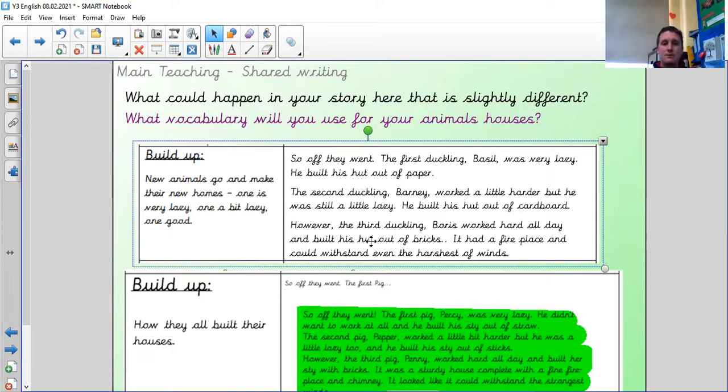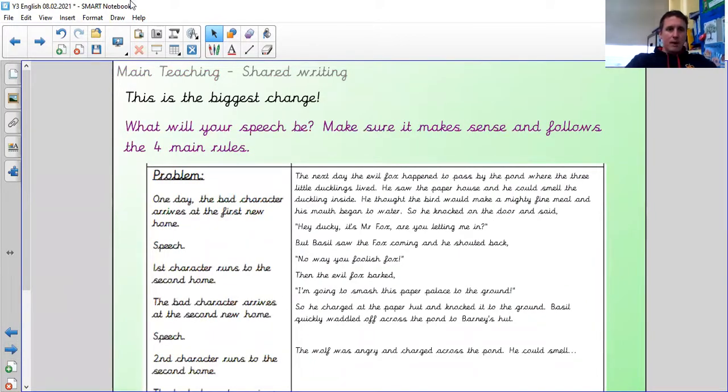All right. So I talked about Barney working a little bit harder, but he was still a little lazy. He built his out of cardboard. However, the third duckling, Boris, worked hard all day and built his hut out of bricks. Okay, it had a fireplace and could withstand even the harshest of winds. So I had a little bit more detail there. I'm starting to change bits, but I don't want to go too far away from the main part of the story. Okay, so the problem.